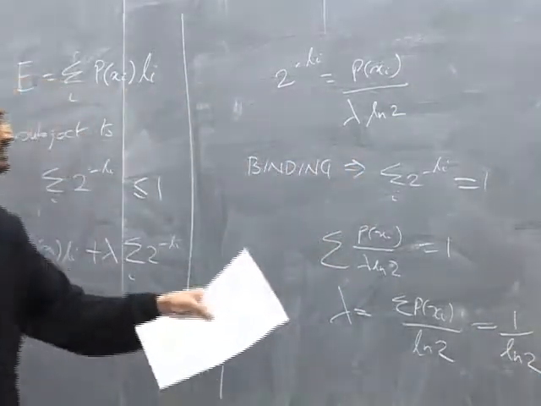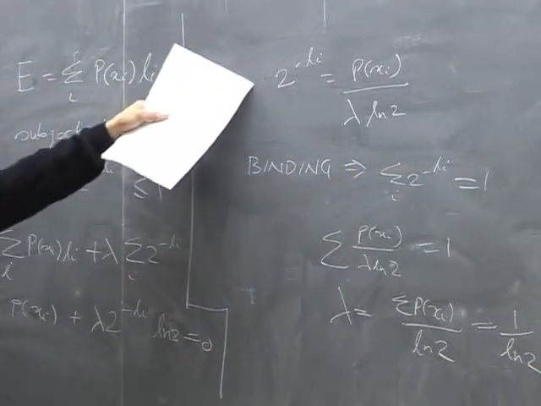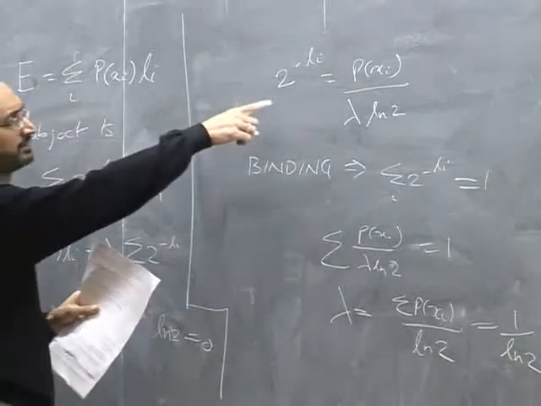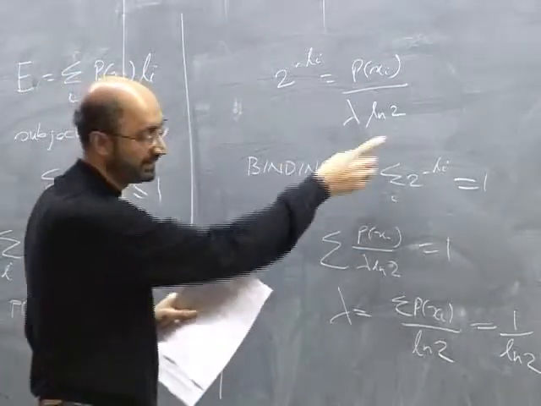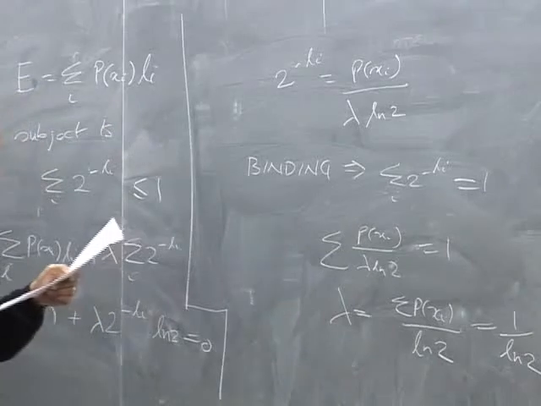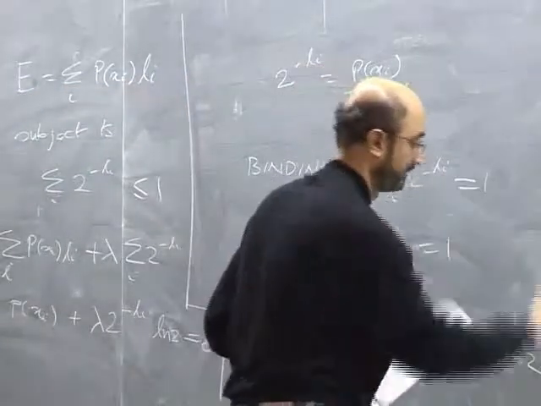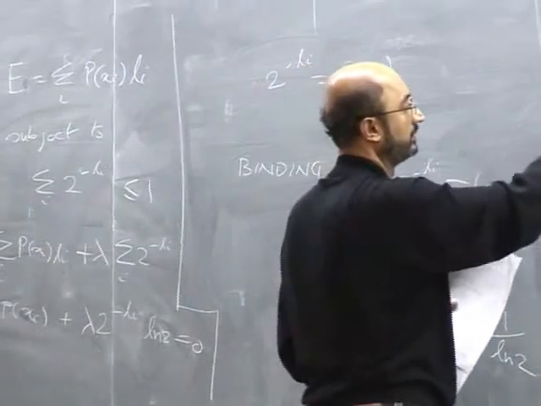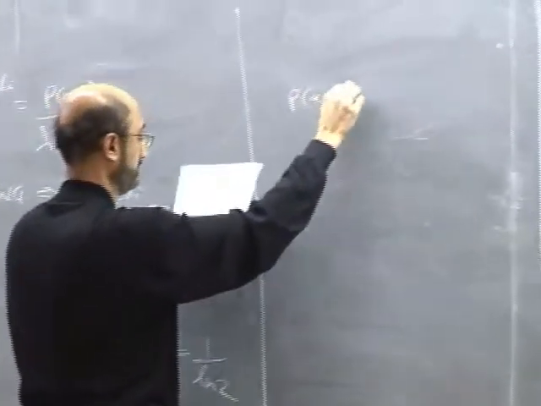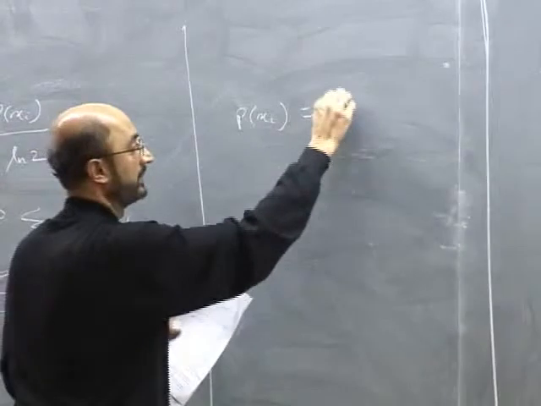If you substitute that in here, lambda ln 2 is just 1, right? So we then get p(xi) equals 2 to the minus li.